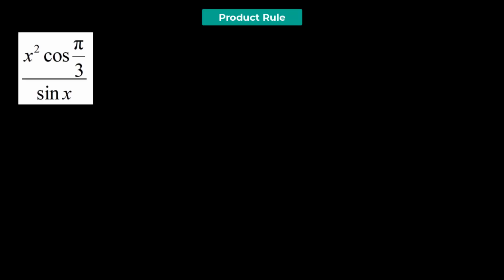So here we have the function x squared times cosine pi over 3 whole divided by sine x. So we need to determine the derivative of this given function with respect to x. Before doing that, we can write the value of cosine pi over 3, which is 60 degrees. So cosine of 60 degrees is half. So that means we have to find the derivative of x squared over 2 sine x.